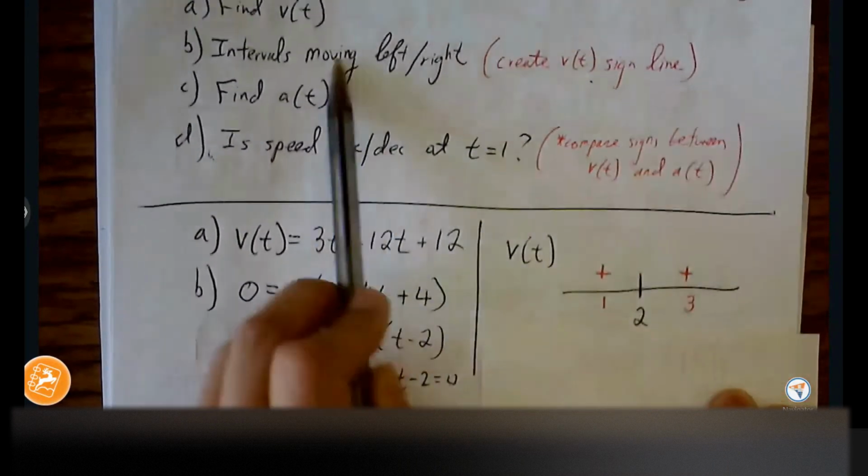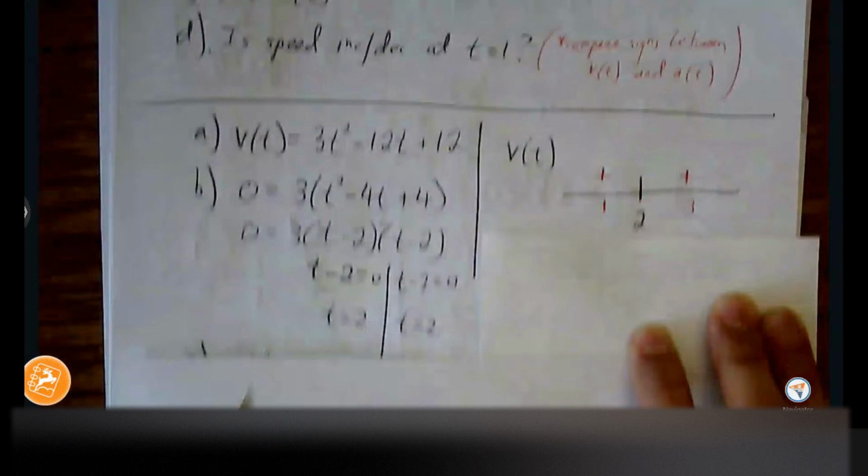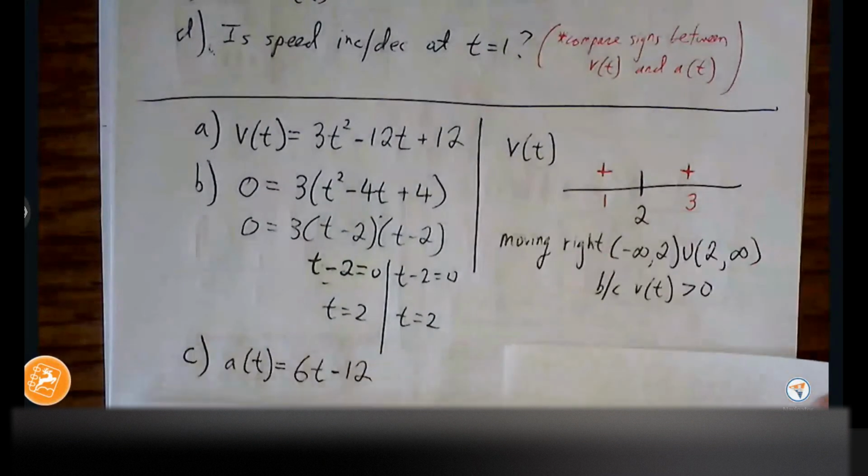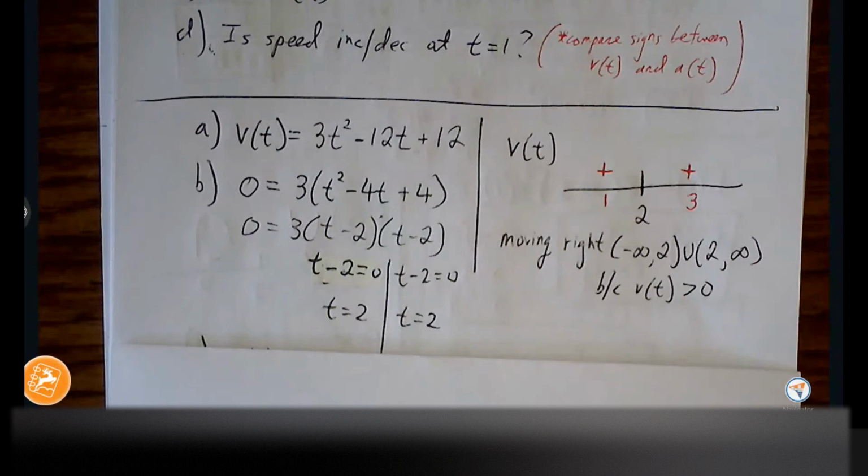So we're not going to be able to make any statements about intervals moving left. Our only statement is going to be where the object is moving to the right. Okay. And our reasoning is moving to the right in these 2 intervals because velocity is greater than 0. Okay, any questions so far with part B?